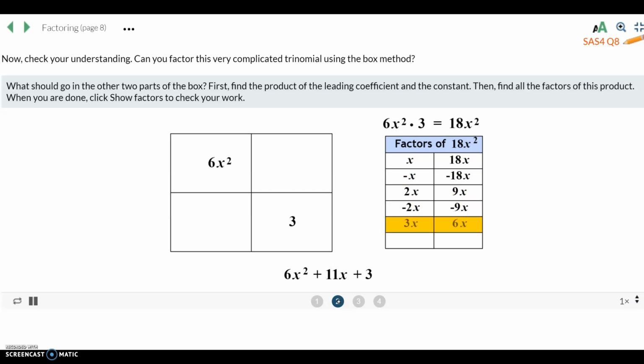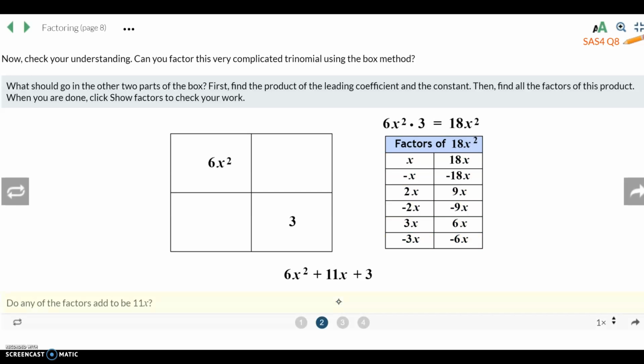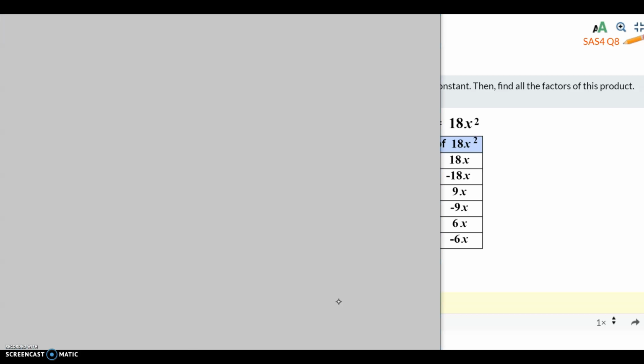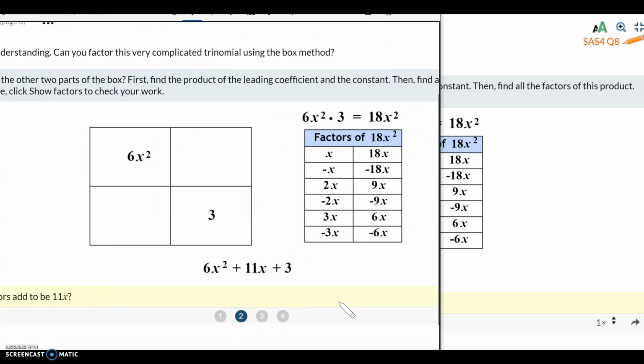So let's show all the factors of 18. We've got 1 times 18, negative 1 times negative 18, 2 times 9, negative 2 times negative 9, 3 times 6, and negative 3 times negative 6. Now we have to look at these factors, and because the product of a number has to go in here, we have to find which one of these has a sum that equals 11x, our middle factor. So let me make a copy of this real quick so I can write on it.